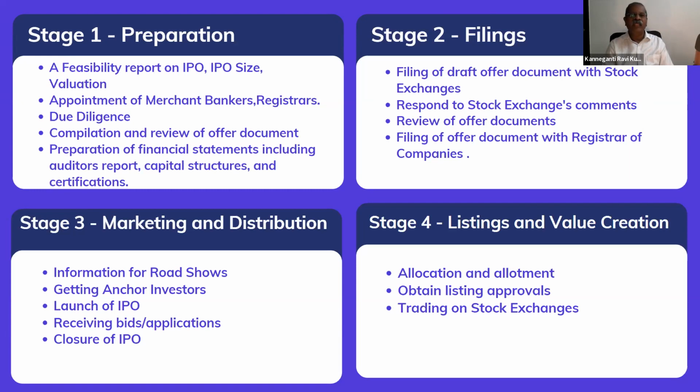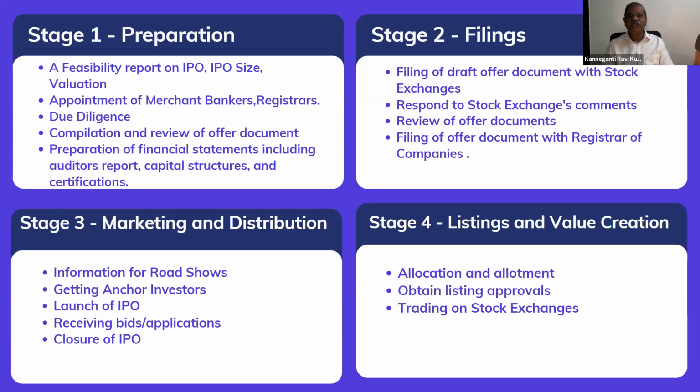Once they give their consent, for the draft red herring prospectus, you prepare the prospectus, approve it by the board of directors, and then file it with the Registrar of Companies. Once that is over, you can launch the IPO, and it will be open for 4 days, and you can close the IPO once it is subscribed.